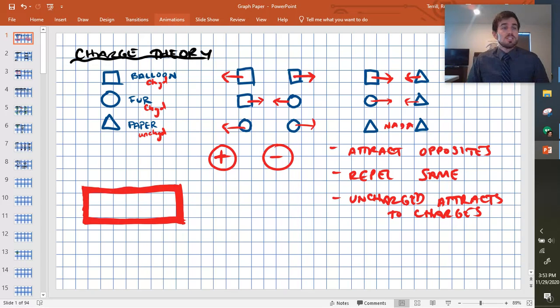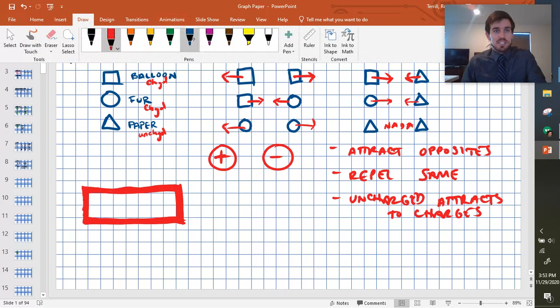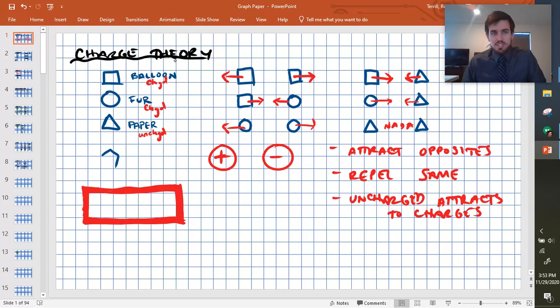towards known objects. So if I draw in a new object here, if I draw in a pentagon for whatever reason, and I call it rubber, oh wait, rubber's kind of the same as balloon. Let's not do that. Let's do glass. Sure, glass works fine. If I had a piece of glass and I rubbed that against fur or silk or whatever, I could then test it, and if it attracts towards the balloon, then we would know that it has an opposite charge or it's uncharged.